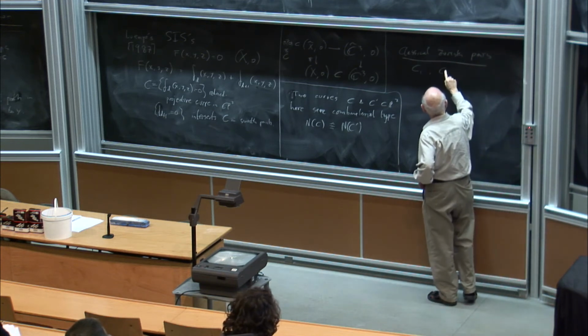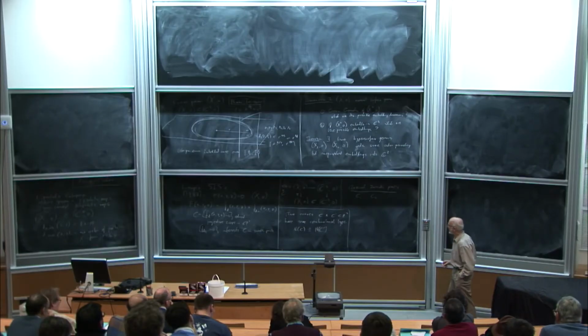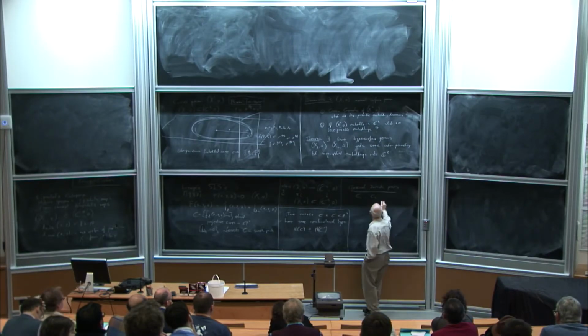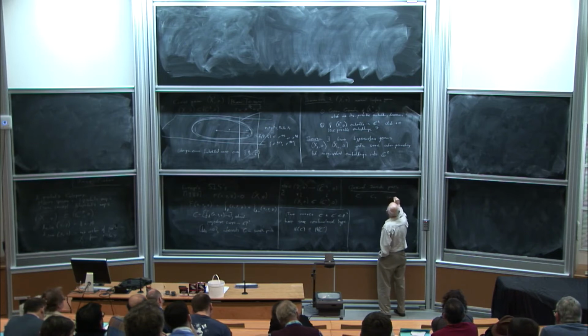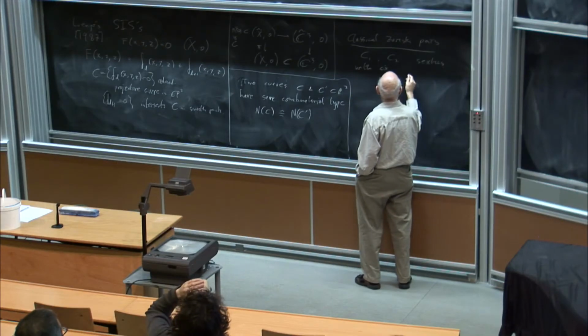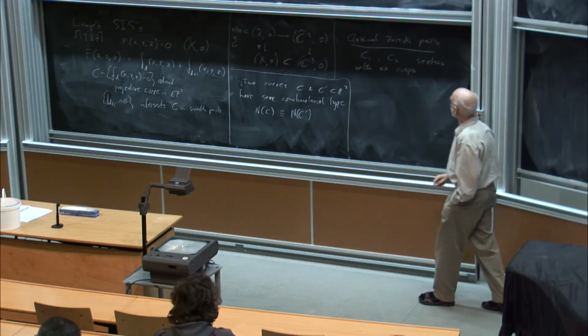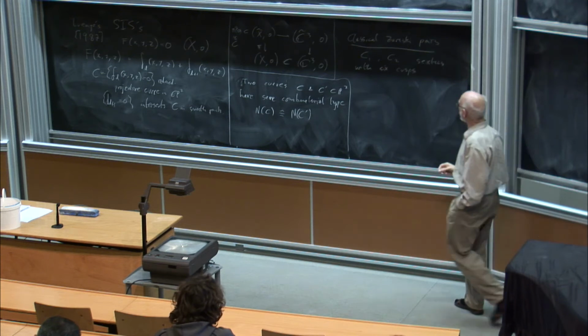And one of these is very easy to describe. Both of them are fairly simple. They're sextics, both of them, with exactly six cusps and no other singularities.